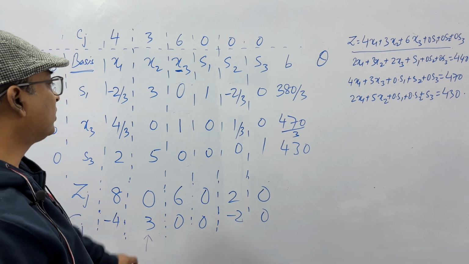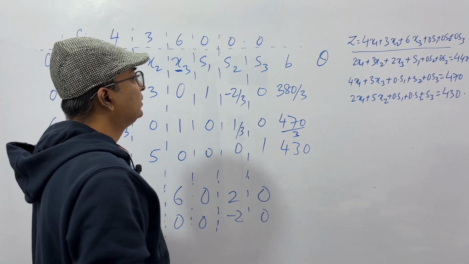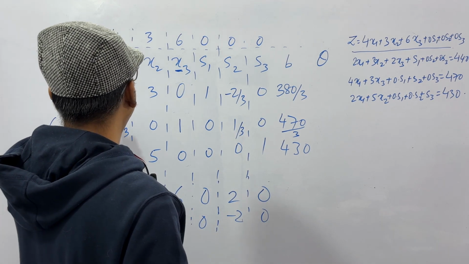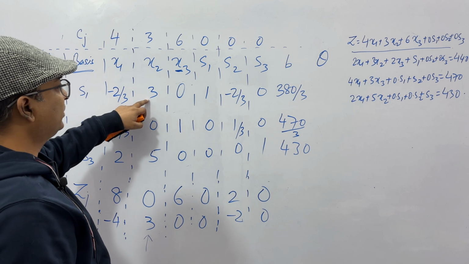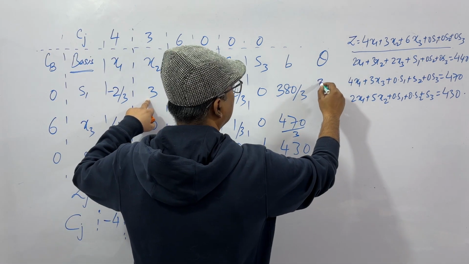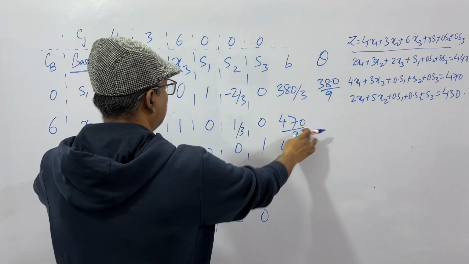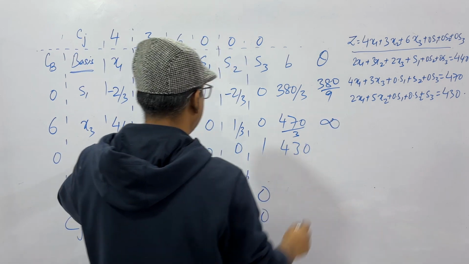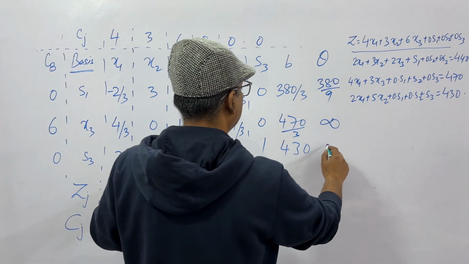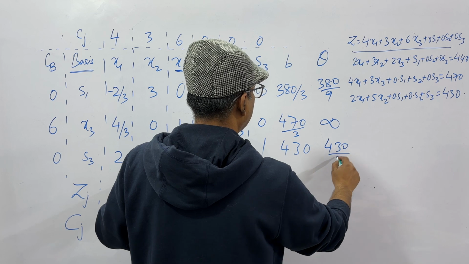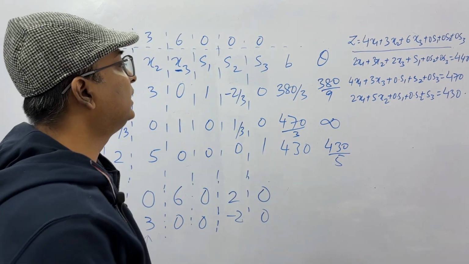Okay, so this is your key column. We'll do theta. Theta will be, key column is this, so this will be by this. So 380 by 9. This is your theta. This is 470 by this, so this is infinity. This is 430 by 5. So which is the least value?